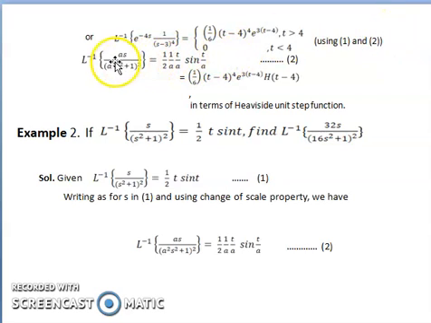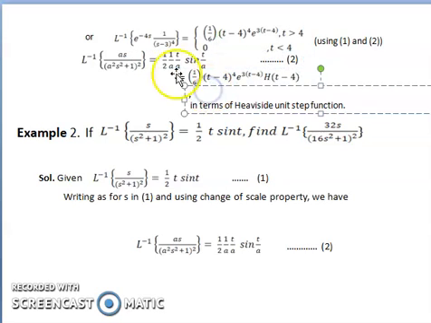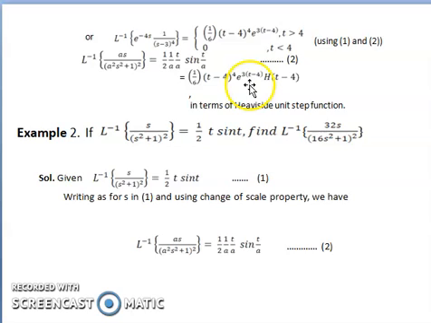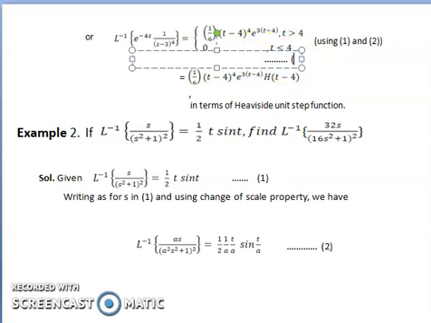By using 1 and 2, finally it becomes 1 by 6 (t minus 4) to the power 4 e to the power 3(t minus 4) H(t minus 4). So this is the required result. After simplification of this part, it becomes 1 by 6 (t minus 4) to the power 4 e to the power 3(t minus 4) H(t minus 4), which is the result in terms of the unit step function.